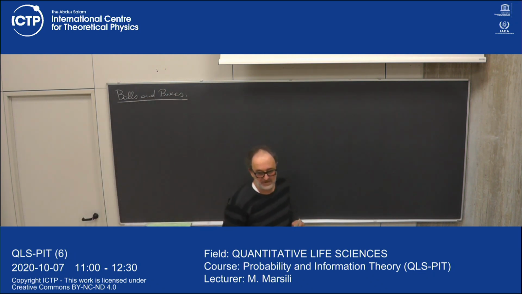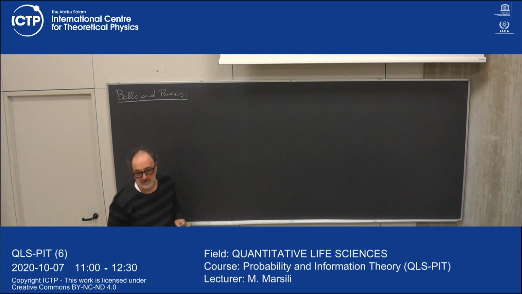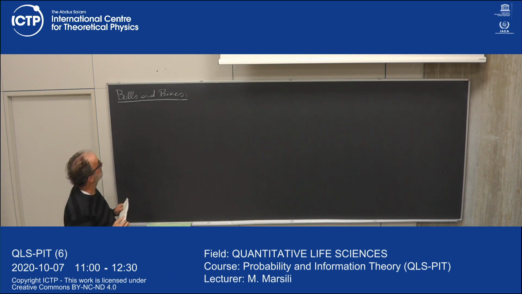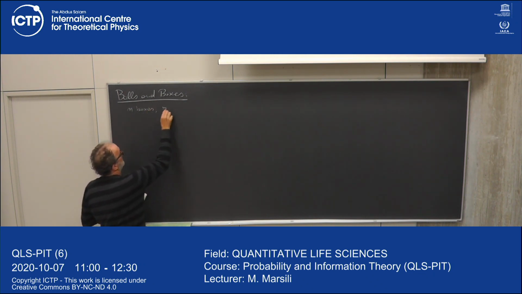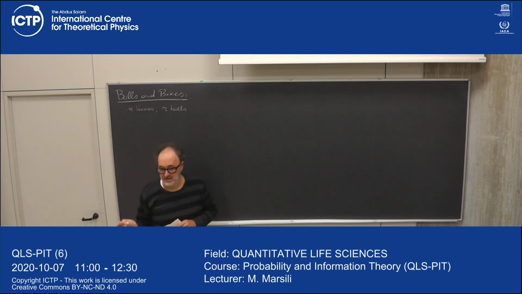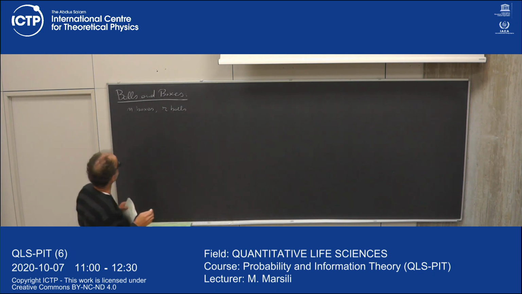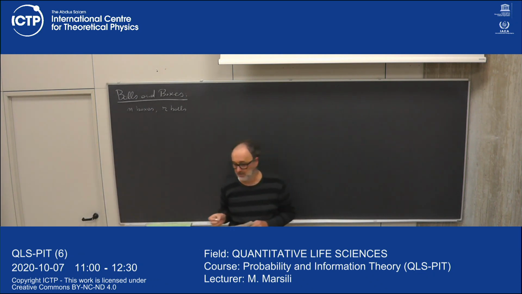So as a way to consolidate what we have learned so far, I would like to discuss in detail an example about balls and boxes, distribution of balls in boxes. Okay, so we have n boxes, and we draw at random r balls with the idea that every ball can go in every box with the same probability. And well, as we have seen, there are many problems that can be reduced to this example.